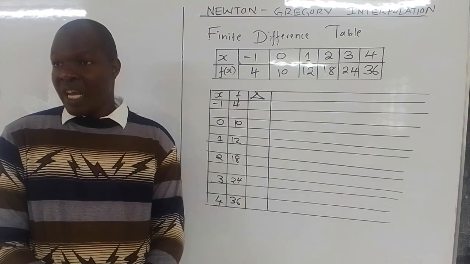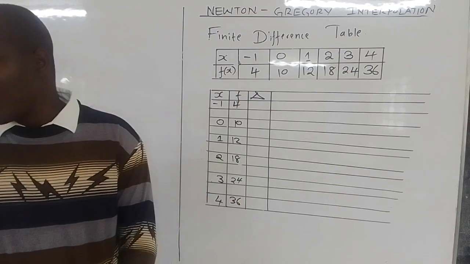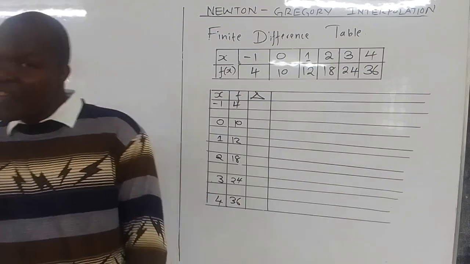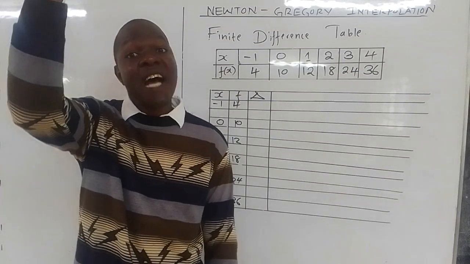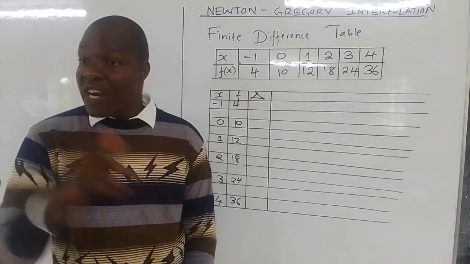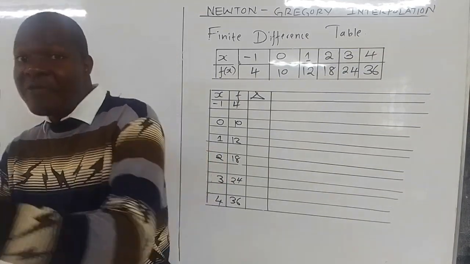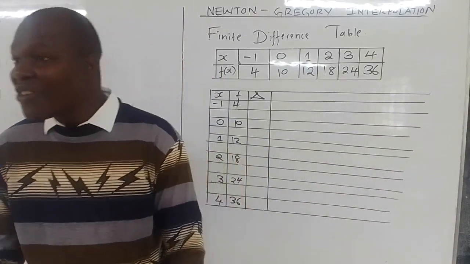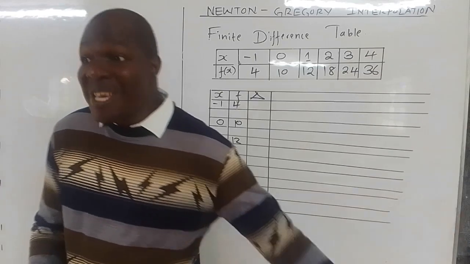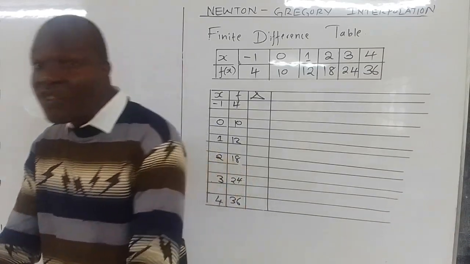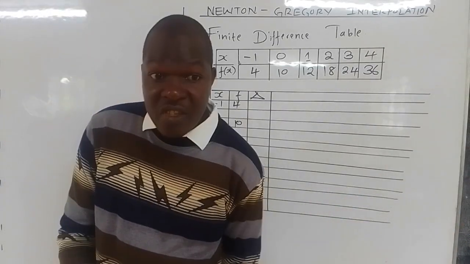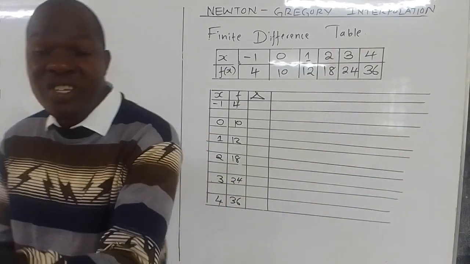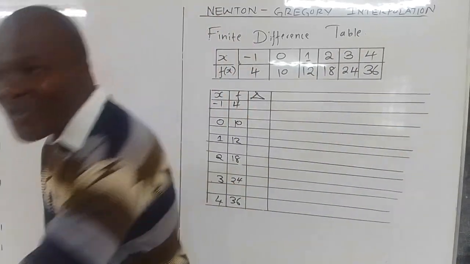Are we together? Now when you are looking for a change in something, it is always the second value minus the first value. It is like the final minus the initial, isn't it? So if you get the change to be negative, then you say it was a decrease. If you get the change to be positive, then you say it was an increase. But when you're looking for a change, it is always the final minus the initial, or the second value minus the first value.